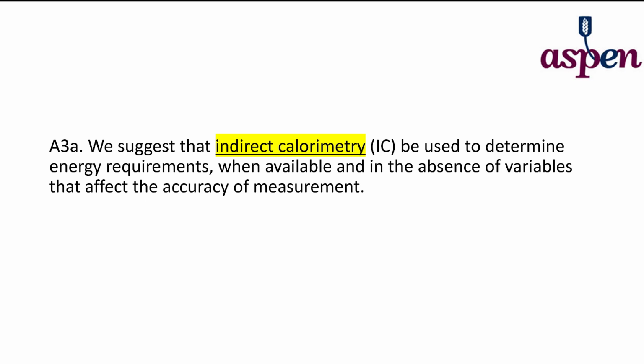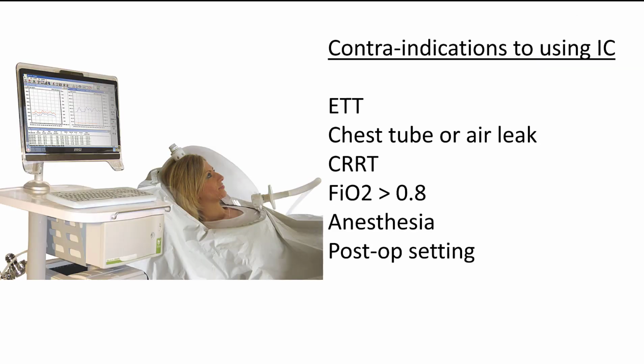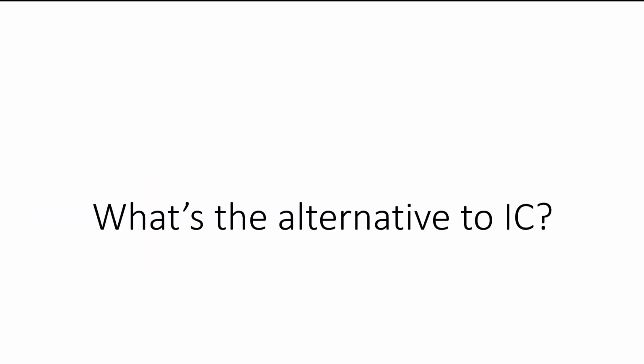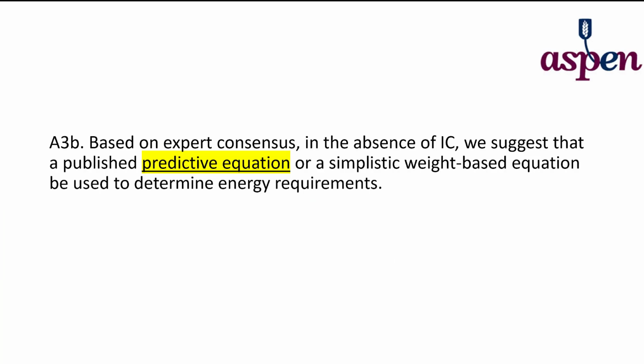Now there's a reason I'm sure none of you have ever seen a metabolic cart used before. They're big and cumbersome, and the majority of our patients have a contraindication to their use, such as an FiO2 above 0.8, the presence of an ET tube, chest tube, or continuous renal replacement therapy. So what's the alternative to indirect calorimetry? The use of a simplified predictive equation. Which brings us to our first multiple choice question.